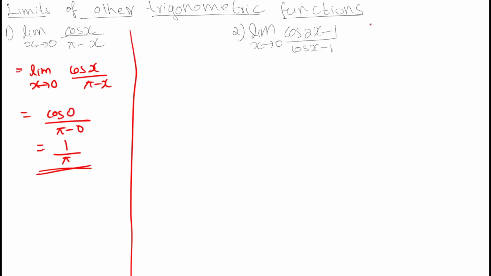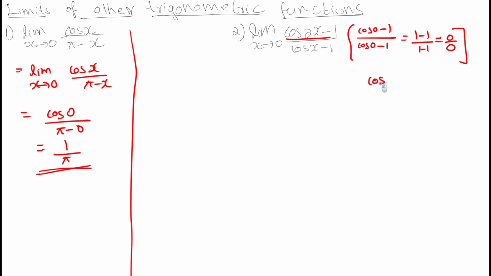But look at the second question, that is limit extending to 0 cos 2x minus 1 by cos x minus 1. If you substitute x equal to 0, what will you get? See, cos 0 minus 1, again cos x is cos 0 minus 1, it's equal to cos 0 is 1, minus 1 by 1 minus 1. See, it is 0 by 0 form. We can't substitute the limit directly. For that reason we need to simplify this one. So we need to solve this one.